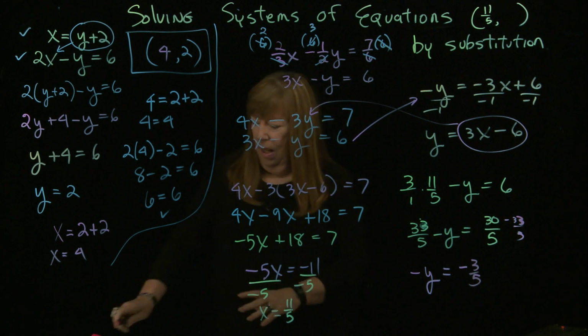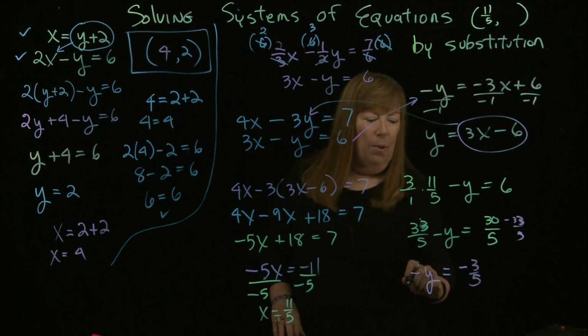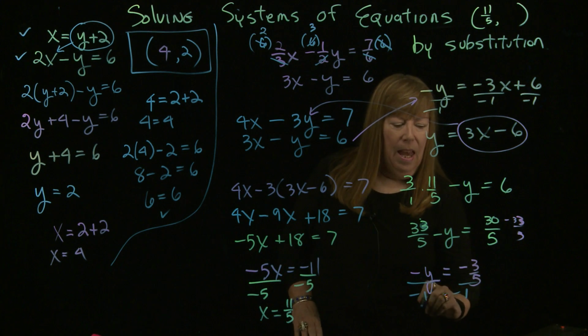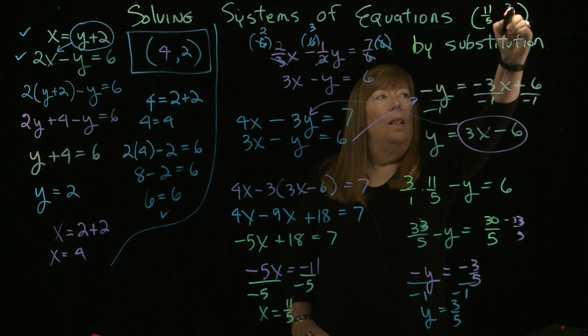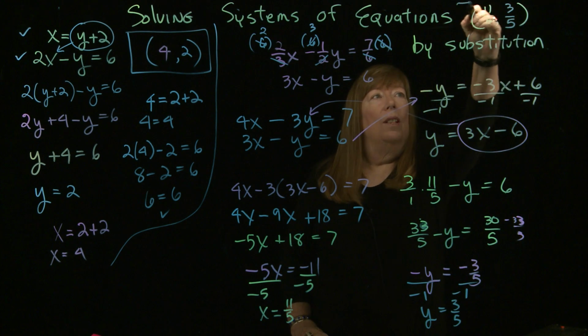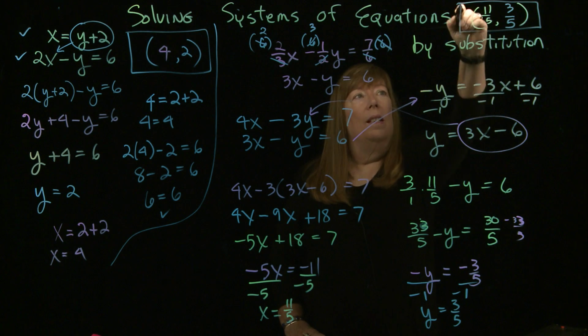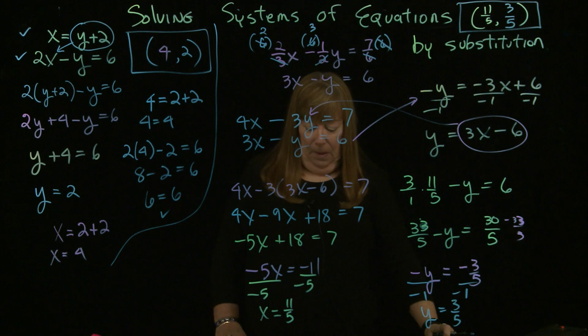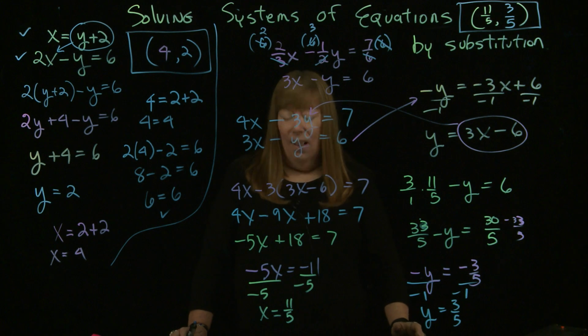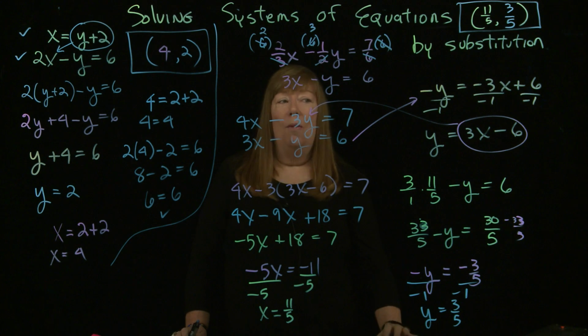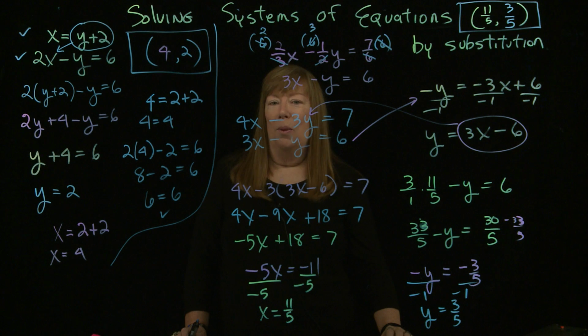Okay, very good. Now what? Divide both sides by negative 1, and y equals positive 3/5. And now we have our answer. It's (11/5, 3/5). Good job. I didn't leave myself room to check it on the board, so you'll have to check it yourself, but I assure you it is the right solution.